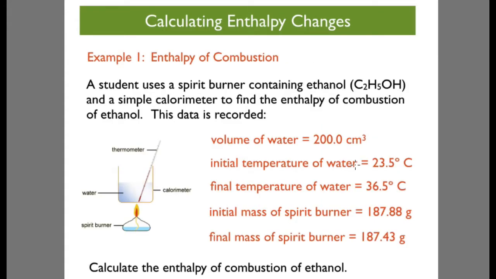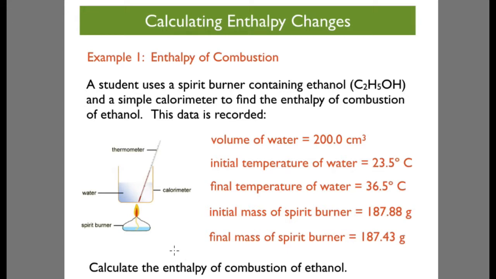Example 1, enthalpy of combustion. A student uses a spirit burner containing ethanol and a similar calorimeter to find the enthalpy of combustion of ethanol. The data is recorded. We've got 200 centimeters cubed of water. The initial temperature is 23.5, final is 36.5 degrees Celsius. Initial mass of the spirit burner is 187.88 grams, and the final mass of the spirit burner is 187.43. And we want to calculate the enthalpy of combustion of ethanol.